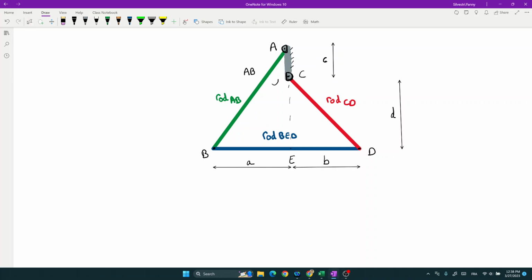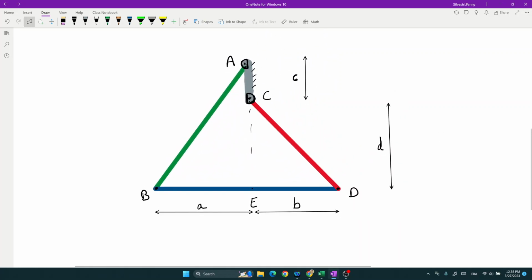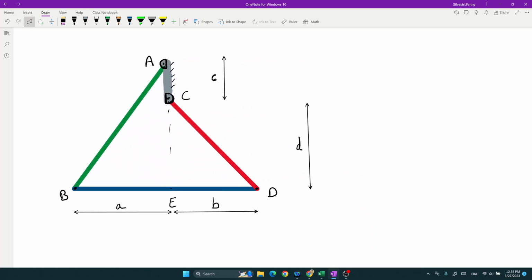So let me remove this, this, okay, and this, okay. So the question is, are we able to find all the distances that we need? And the answer is yes, but there is an order to respect.